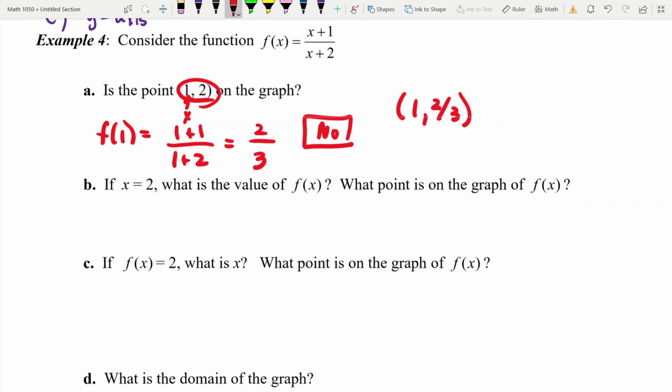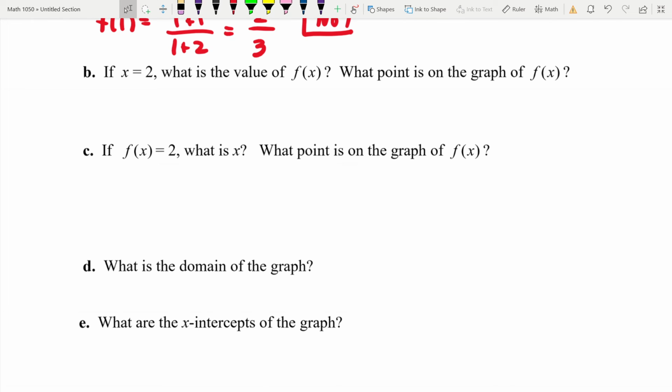Everybody tell me, what is another name for f of x? Tell me. What's another name? What else could we call f of x? Come on. A y, right? So everybody write y equals. That's what your answer is going to look like. They're looking for a y value, okay?